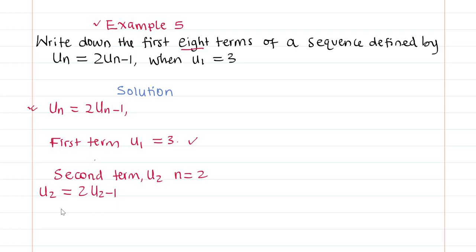Minus 1, right? This gives me 2 u. What is 2 minus 1? 2 minus 1 is 1. So the second term u2 is twice the first term u1, right? But what is u1? u1 is 3. So here we just say we shall have 2 times u1, which is 3. Therefore our second term is 6. That is our second term u2.